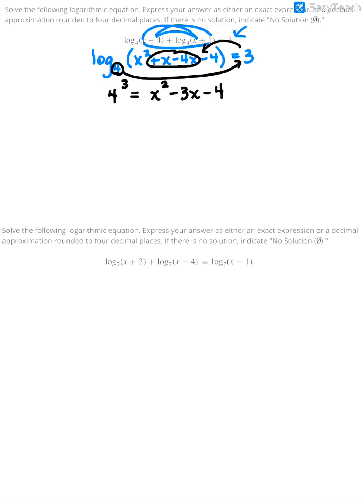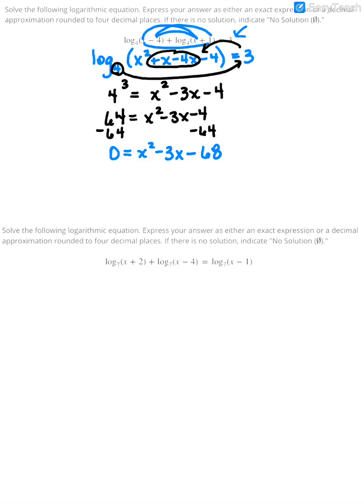Notice it is a quadratic, since I see an x squared term. And with quadratics, we need to first set them equal to 0. So let me simplify. 4 cubed would give me 64. And then in order to set that equal to 0, I will subtract the 64 on both sides. So at this point, I have 0 is equal to x squared minus 3x minus 68.